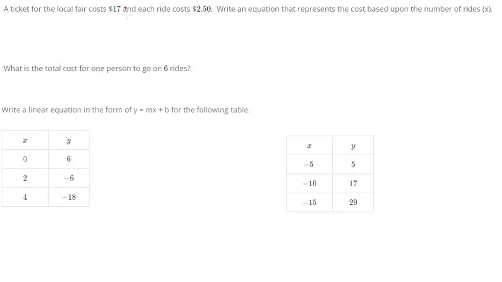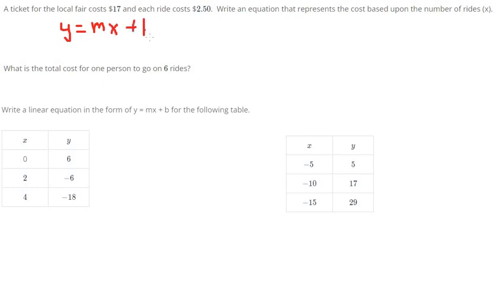A ticket for the local fair costs $17 and each ride costs $2.50. We're going to write an equation that represents the cost based on the number of rides. Well, we can use any letter we want, but usually y is a pretty popular one. And this is going to be in the form of y equals mx plus b.